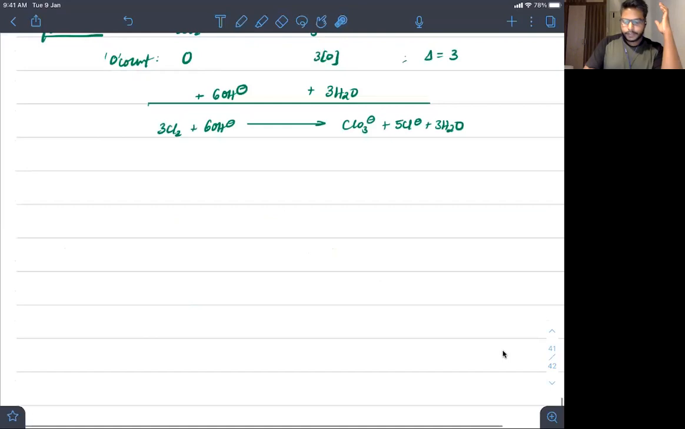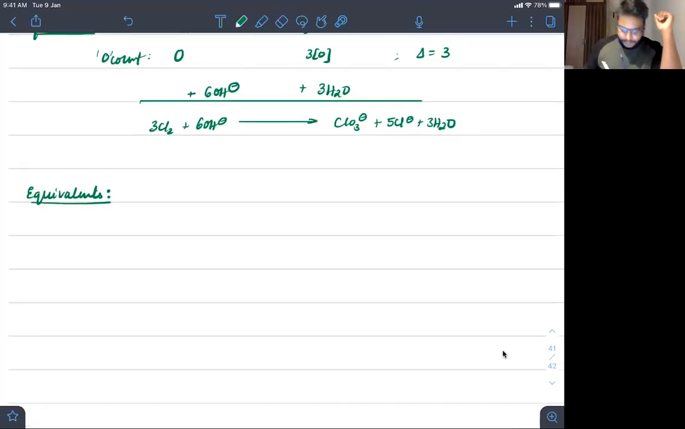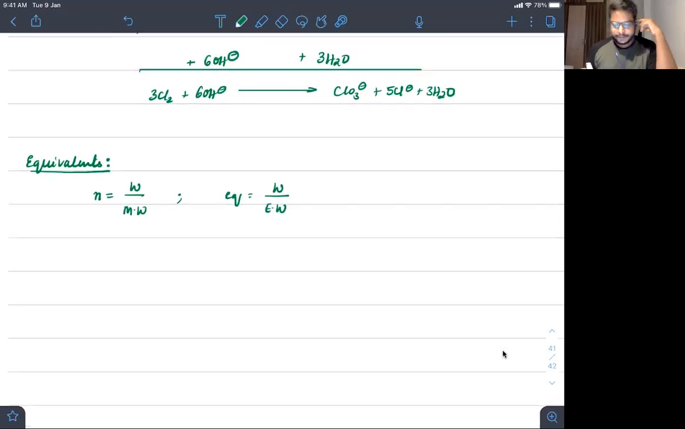Now, students, the next important thing you will face: one, we learned how to balance redox reactions. Second thing is to find something called equivalent weights. This comes with the idea of equivalents. Equivalents and moles are pretty much the same. When we define moles, we say it is weight by molecular weight. Similarly, equivalents are defined as weight by equivalent weight. Clear? So what is the difference between molecular weight and equivalent weight?